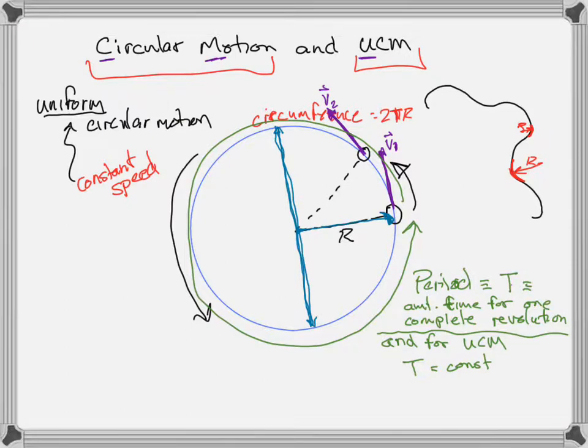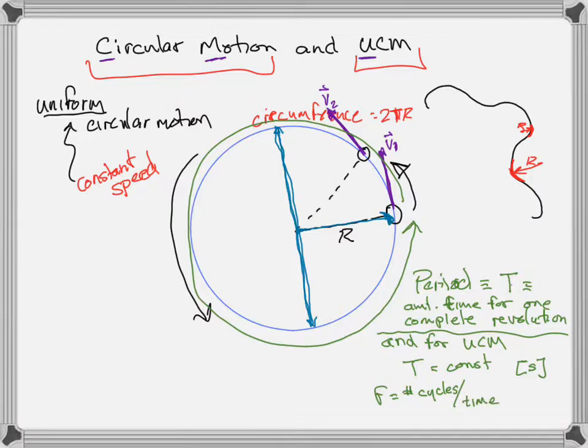Okay, we can define the frequency. What are the units of period? The units of period are just a time, so the units are seconds. Let's go ahead and define frequency. Frequency is the number of times you go around per unit time. It's actually defined as the number of cycles per unit time.